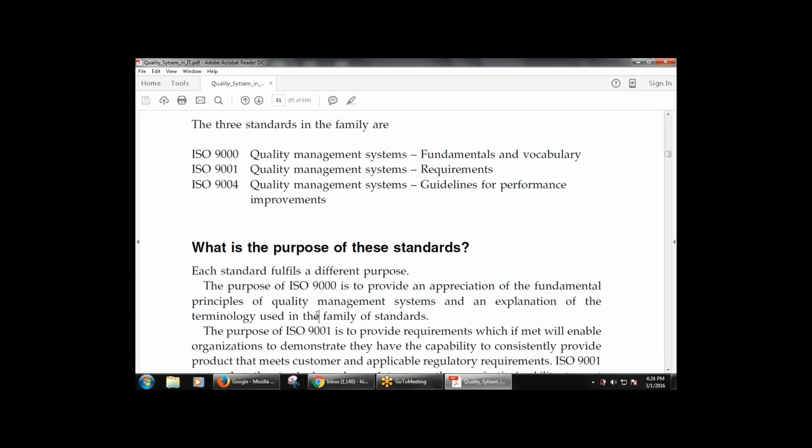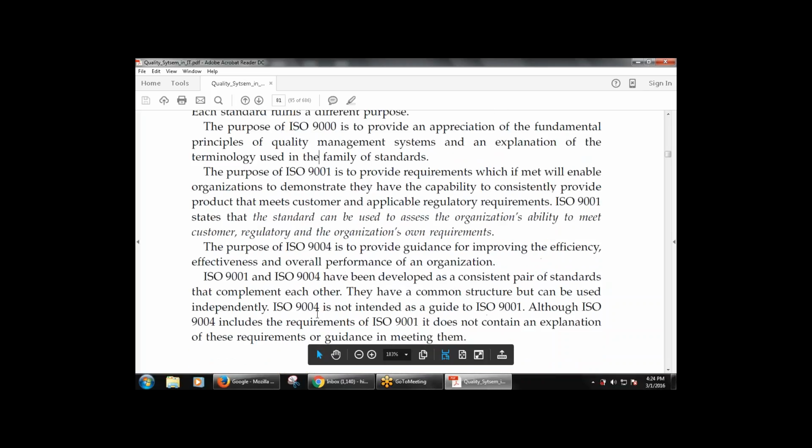That is to provide the requirements which, if met, will enable an organization to demonstrate that it has the capability to provide a product that meets the customer and applicable regulatory requirements. So what are the various requirements that are applicable for the quality management system that provides a product that meets customer and regulatory requirements in the ISO 9001 standard.